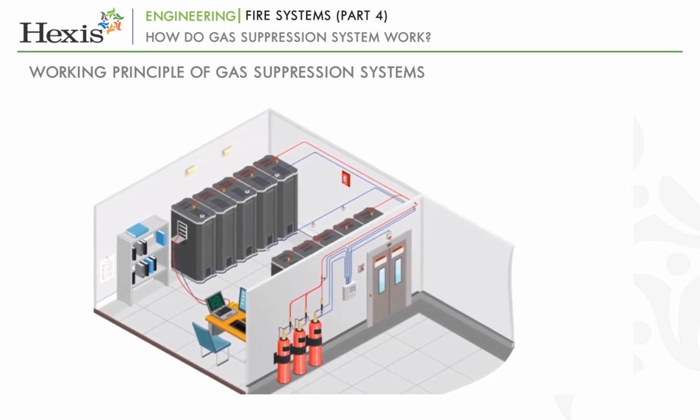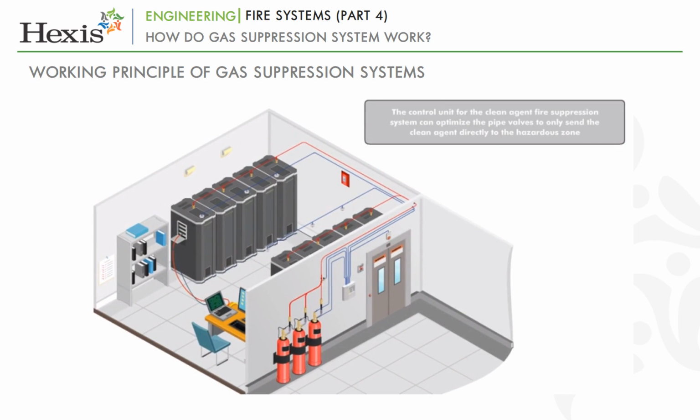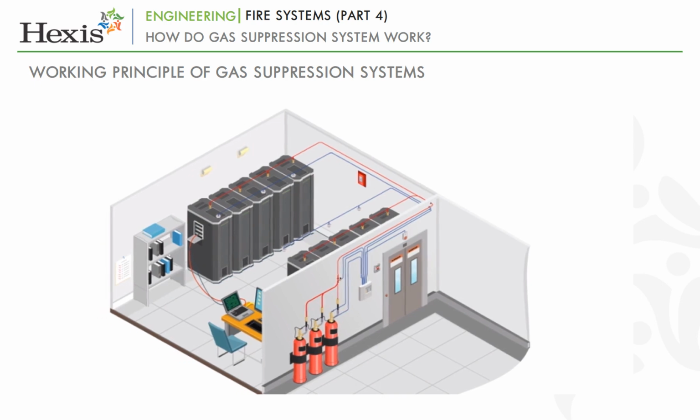With technological advancements, the control unit for the clean agent fire suppression system can optimize the pipe valves to only send the clean agent directly to the hazardous zone. These systems also can be integrated to close vents and doors to prevent the spread of fire and even turn off electrical equipment.